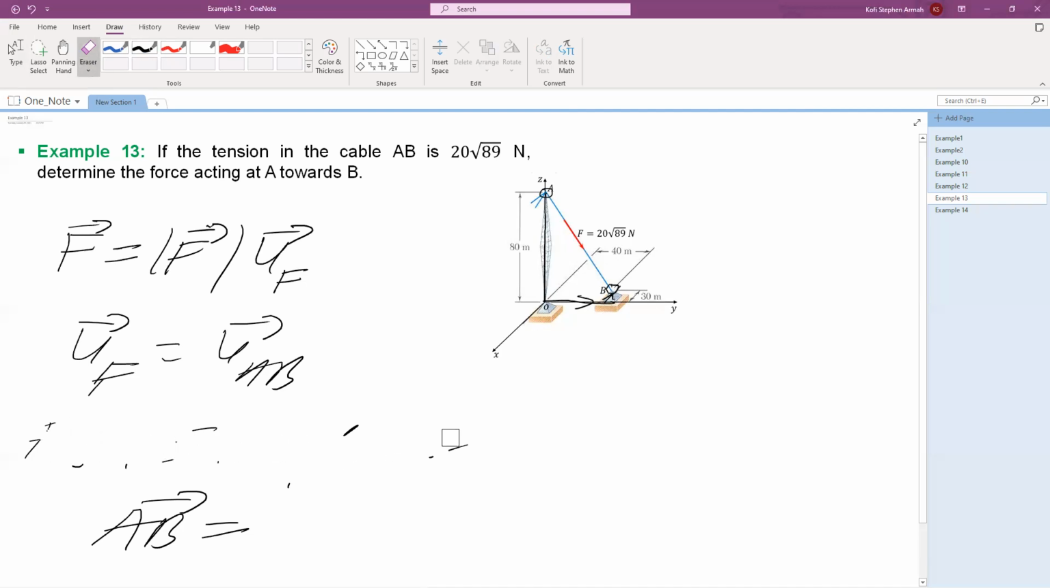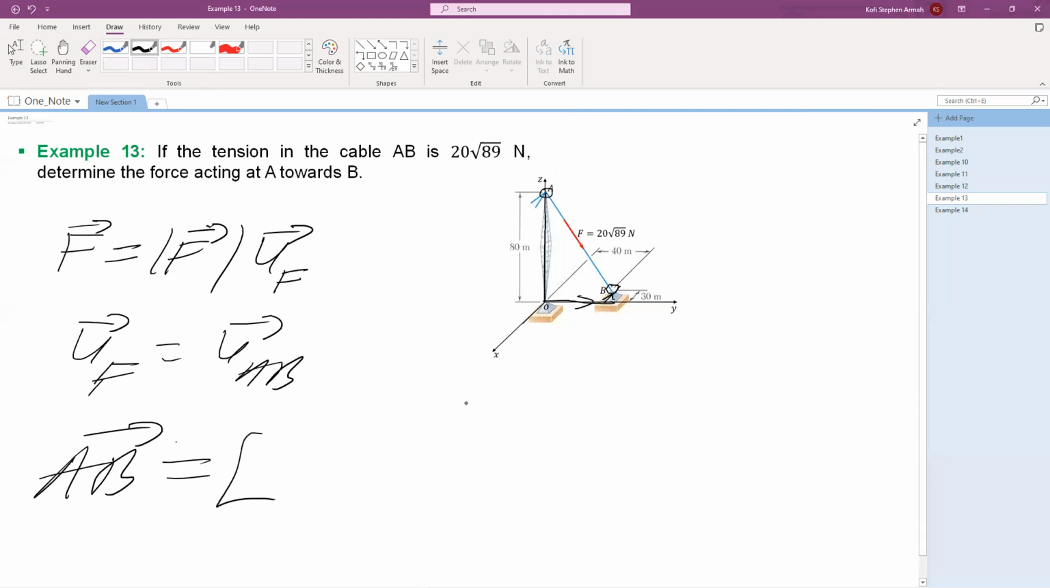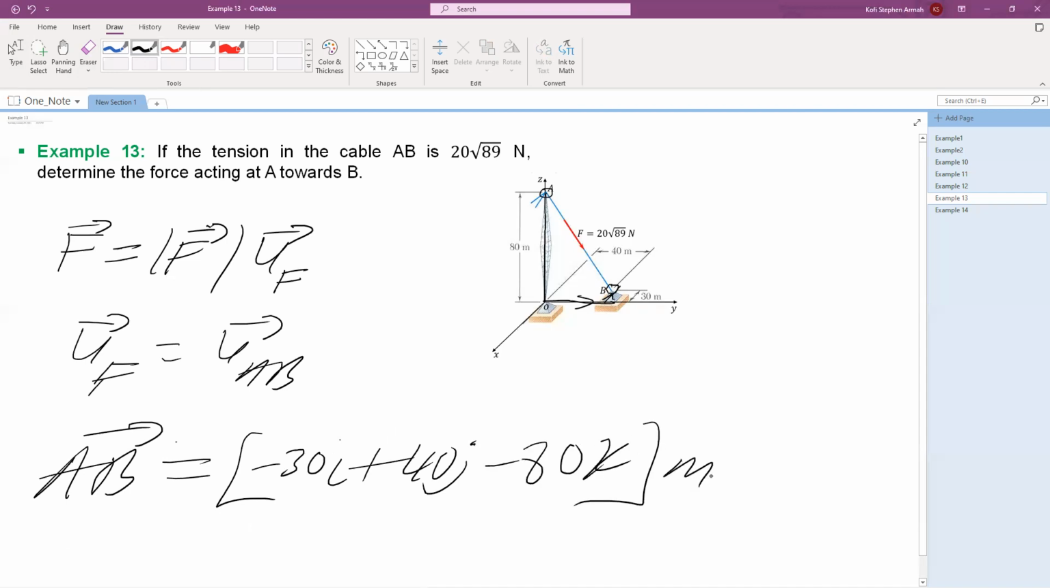You can do it directly here as well. So AB, based on the picture by inspection, is negative 30 in the I, plus 40 J, and negative 80 in the K. And this is in meters. That's the displacement. So you don't really need to waste time if you have the picture, unless you have the coordinates, then you can do OB minus OA. Else, what you do is just follow the arrow.